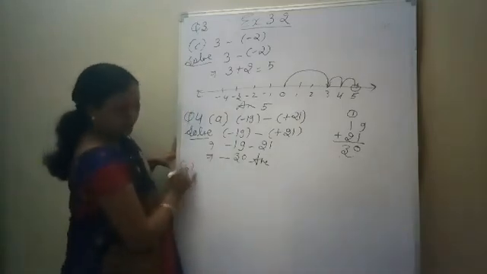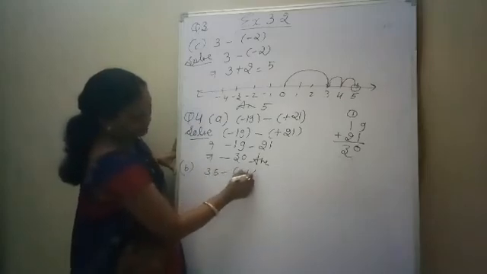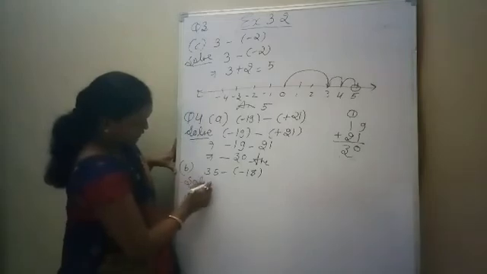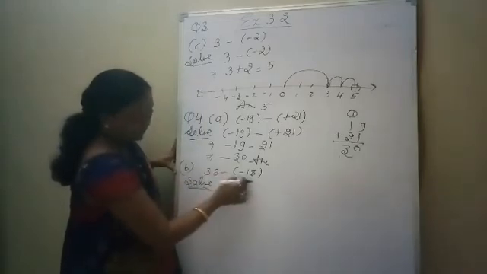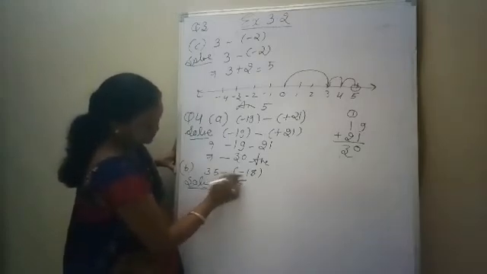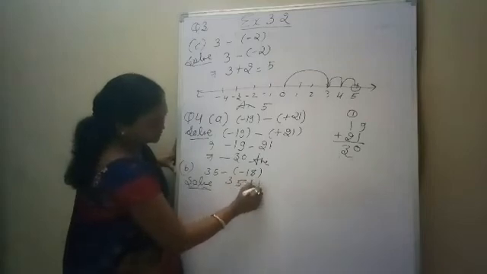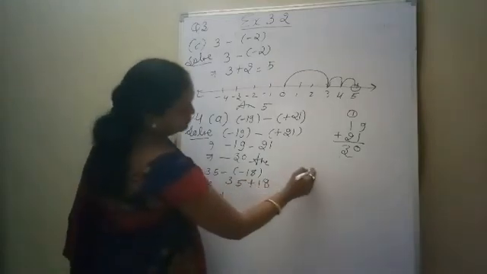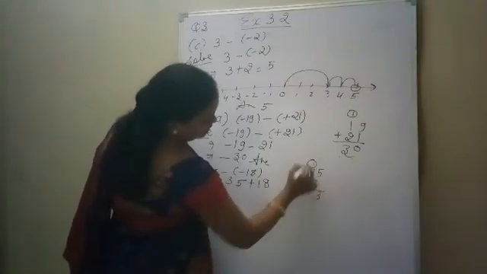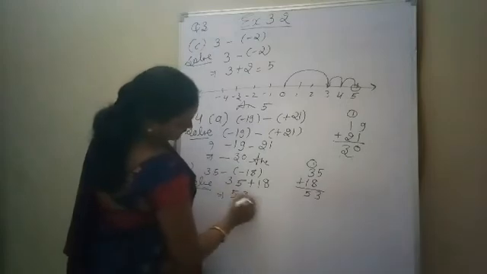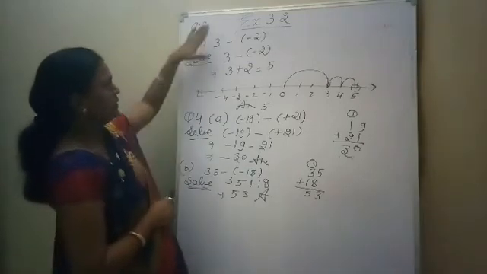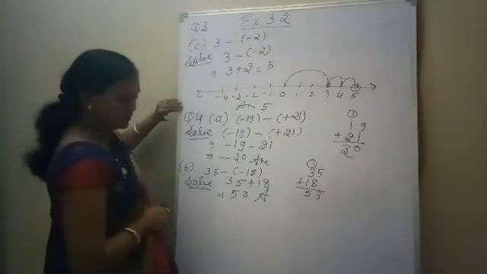Now for question number 4, one more part you have to see here, that is B part. 35 minus of 18. In this question, we have the numbers 35 and minus of 18. So 35, remove the bracket, minus and minus, plus of 18. Both the numbers are positive. So 35 plus 18, this is 53. Our answer is 53. Now exercise number 3.2, question number 1 to 4 is over.